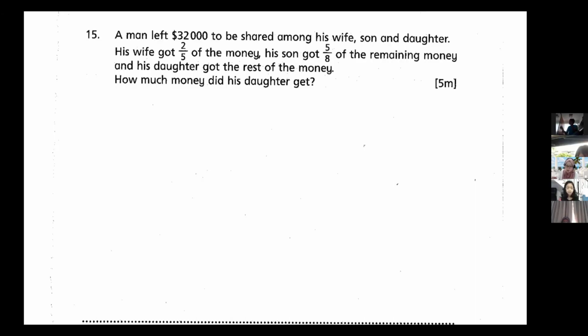All right, so I'm going to use the remainder concept for this question, due to the keyword remaining money. So a man left $32,000 to be shared among his wife, son, and daughter. This is the total amount of money.